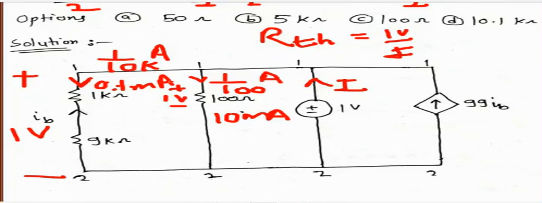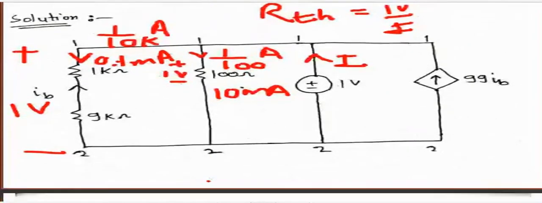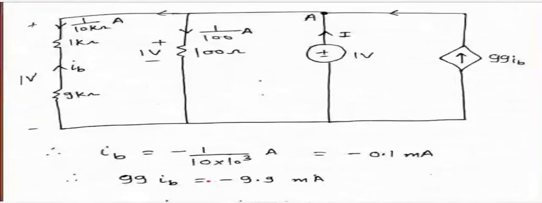Okay. Then this IB direction and this 0.1 milliampere direction are opposite. So IB equals minus that 0.1 milliampere. Then 99 IB will be minus 99 into 0.1 milliampere, that means minus 9.9 milliampere.